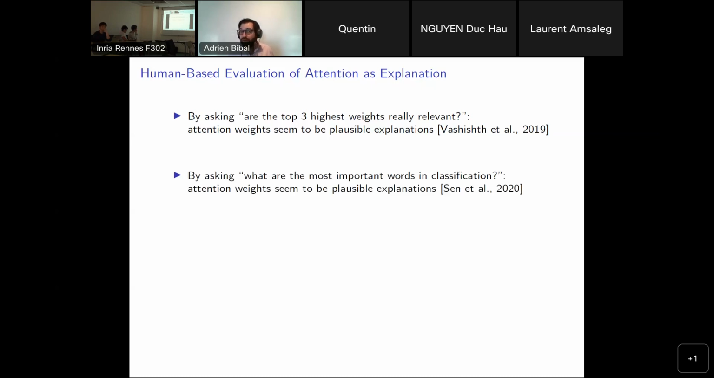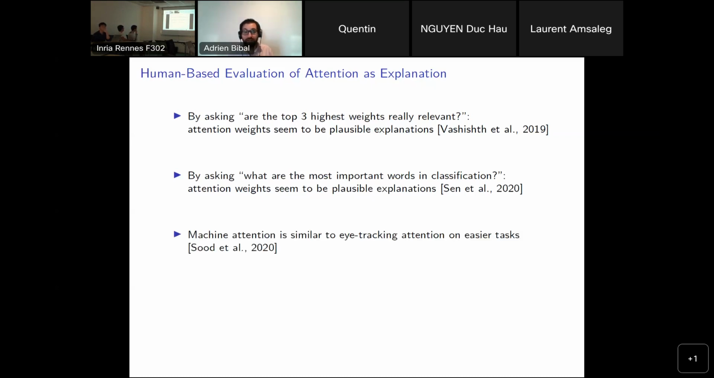You can also ask, what are the most important words in these classifications? You can ask that to users. And again, you will find that attention weights seem to be plausible explanations. So if you take the distribution of importance provided by attention and the distribution of importance provided by users, these two distributions, in fact, are very similar. So that's very important because it's saying that attention is something that's somewhat plausible for users.